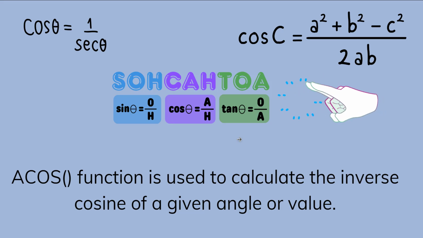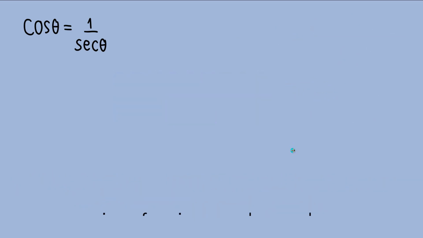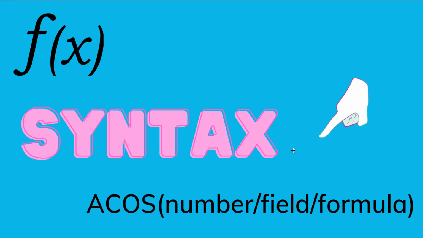So let's proceed and see the syntax of this ACOS function in Salesforce. The syntax is given on your screen, and here we pass the number, field, or formula as a parameter, the value for which we wish to determine the inverse of the cosine. The value specified in the parameter can be a field, a numeric constant, or a formula. Always remember that this function takes numeric values.